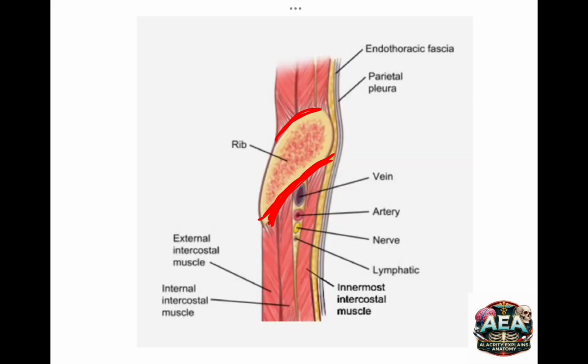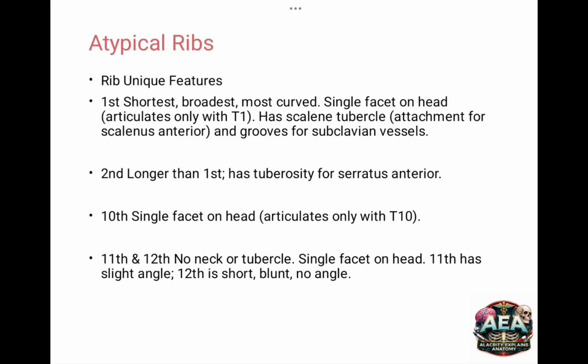That's that about the body and the anterior end. Now let's look at atypical ribs. These are ribs that have unique features. We said it is the first, the second, the 10th, the 11th and 12th rib. The first rib is the shortest, broadest and most curved.